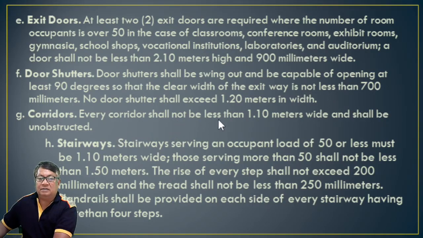Corridors, every corridor shall not be less than 1.1 meters wide and shall be unobstructed, as we mentioned a while ago. Stairways, okay, so stairways serving an occupant load of 50 or less must be 1.1 meters wide. Those serving more than 50 students shall not be less than 1.5 meters. The rise of every step shall not exceed 200 millimeters, and the tread shall not be less than 250 millimeters. For handicapped, handrails shall be provided on each side of every stairway having more than 4 steps.